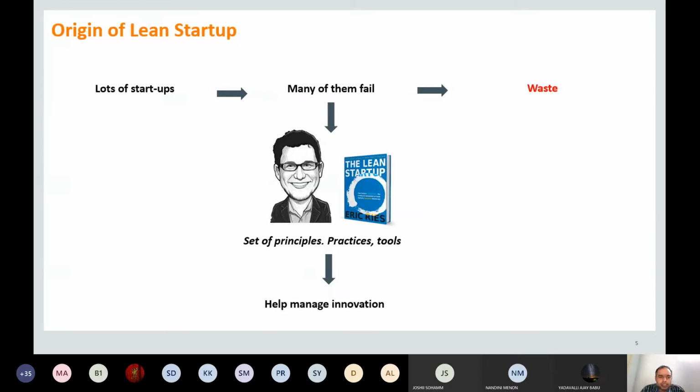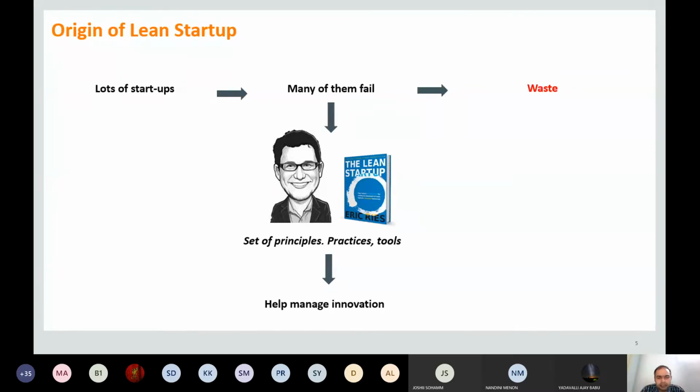So what is this lean startup? Seeing that many entrepreneurs are failing miserably in the market, there is an author by the name of Eric Ries. He coined the term lean startup.